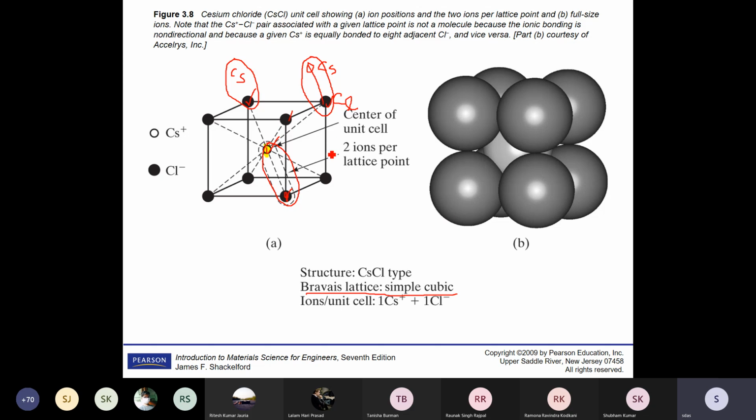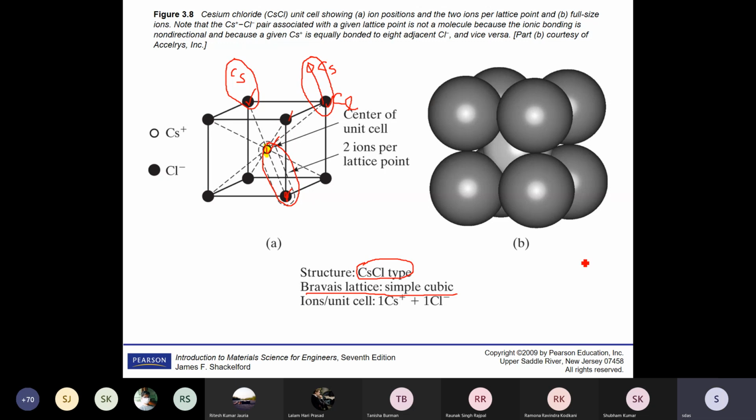and the materials having this kind of structure are called, of course, simple cubic, but more specifically they are called cesium chloride type structure. So number of ions per unit cell will, instead of 1, it will be 2. 1 cesium ion, 1 chlorine ion, because this pair is assigned with respect to each corner.